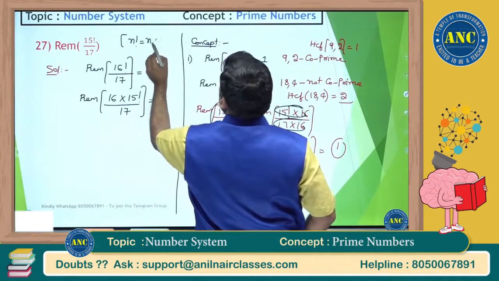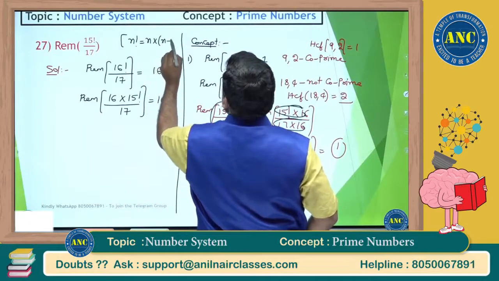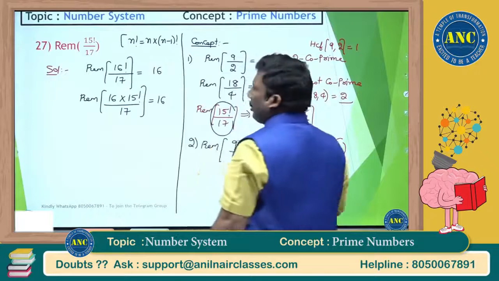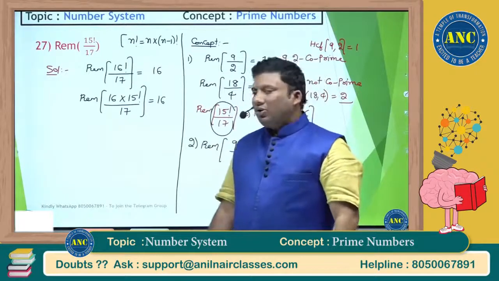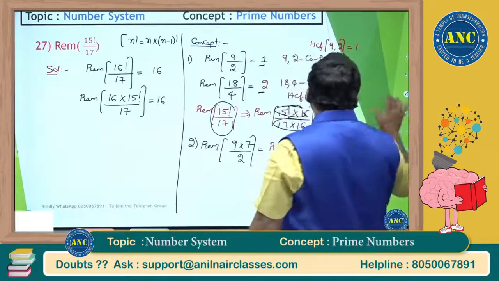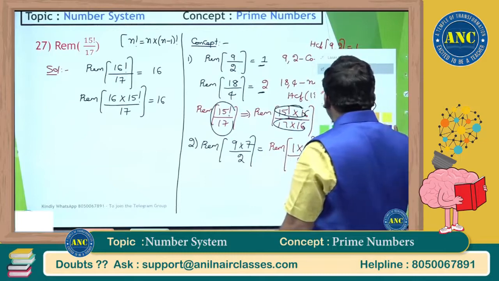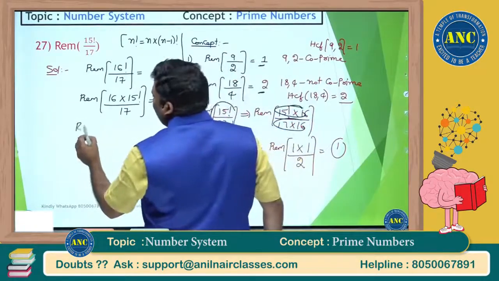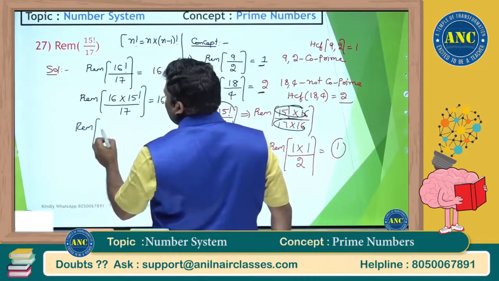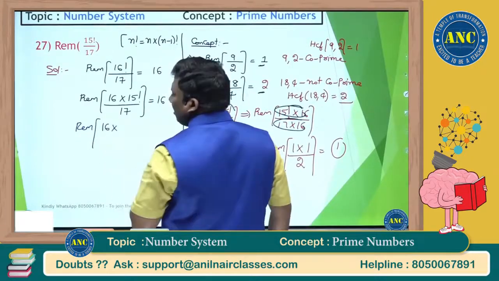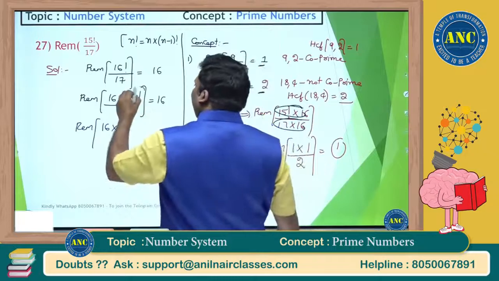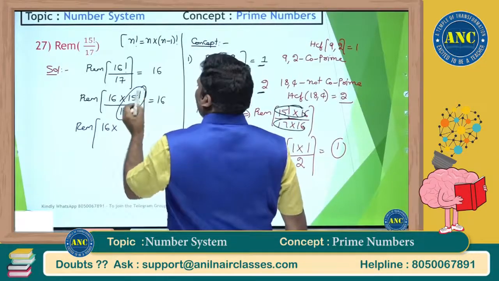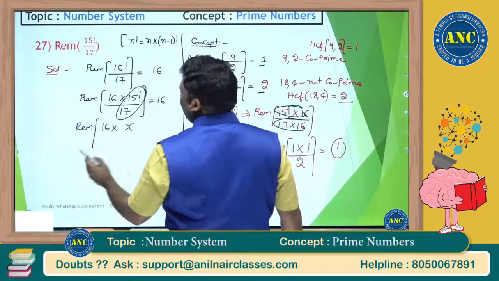N factorial can be written as n into n minus 1 factorial. So 16 factorial is 16 into 15 factorial divided by 17. I hope it is clear. 16 divided by 17, 16 is less than 17. So 16 times 15 factorial by 17. This remainder I need to find out.